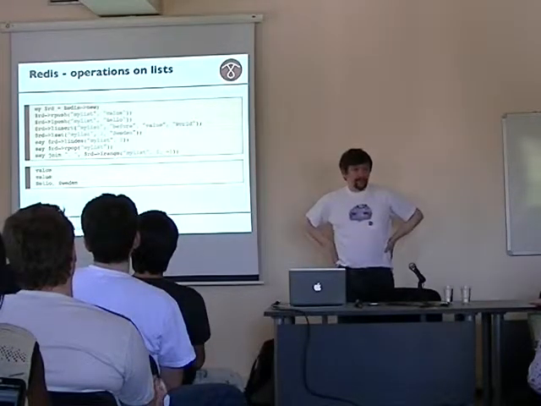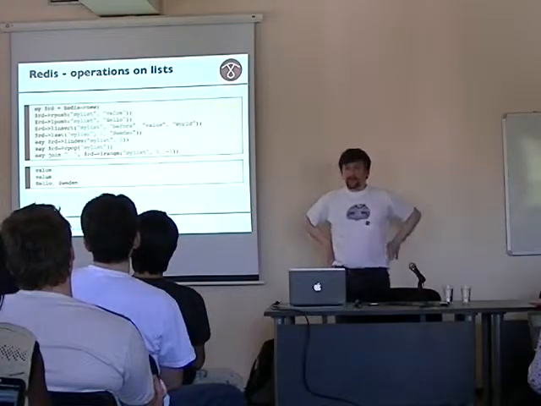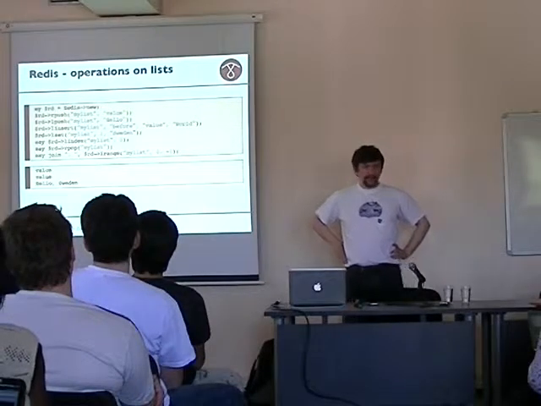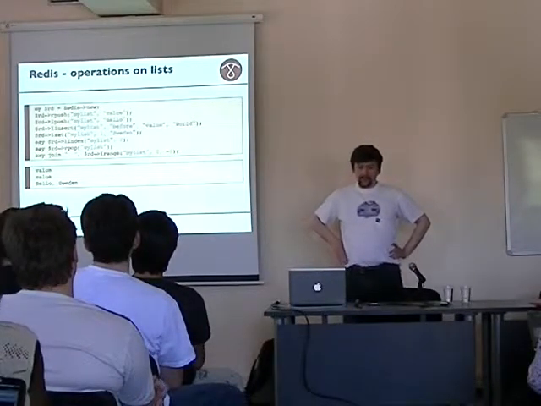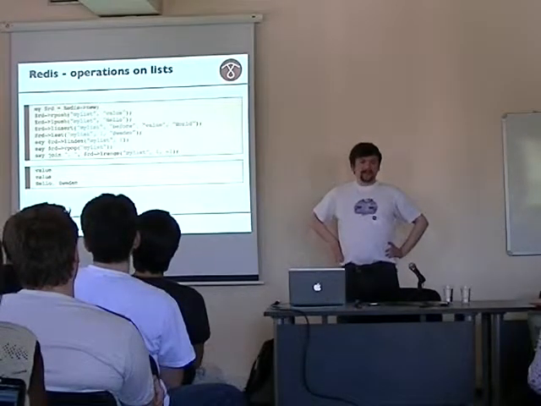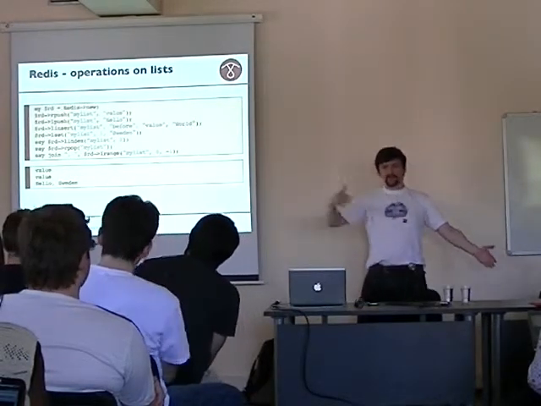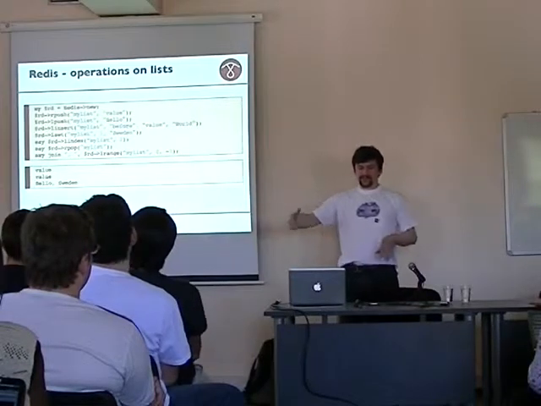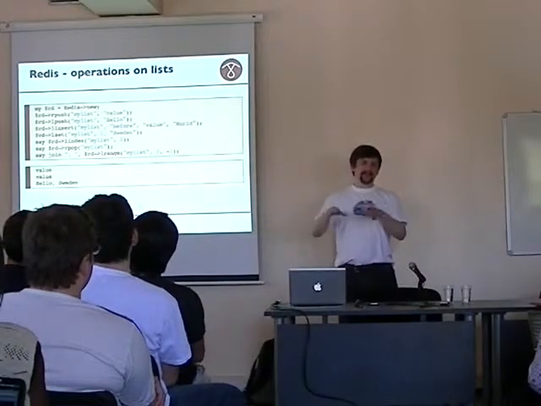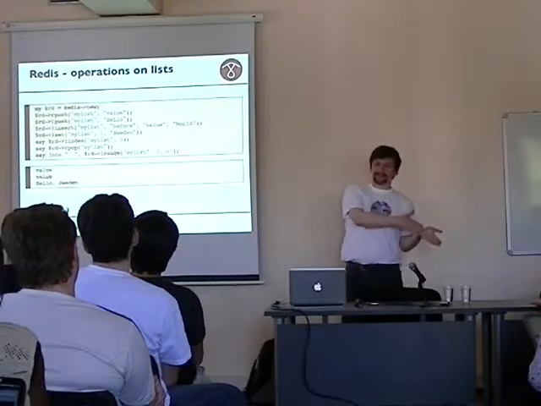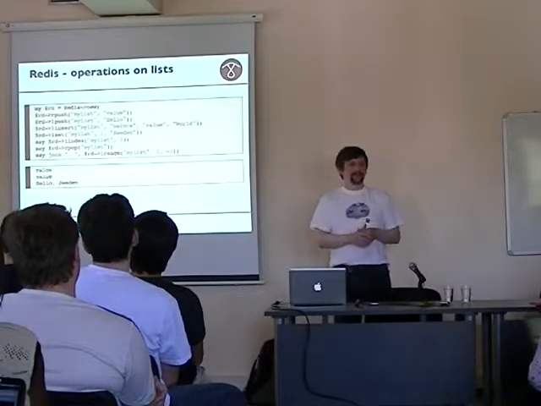Now, there are lists which are quite like Perl arrays. It is possible to access elements within a single list by index, or it is possible to do push and pop just like in Perl. Except that Redis thinks about it as a push and pop from the left and push and pop from the right. Meaning that right push and right pop are the same as Perl push and pop, and left push and left pop are like Perl unshift and shift.